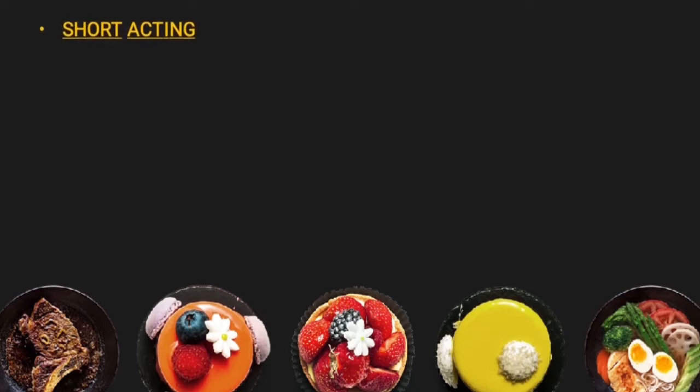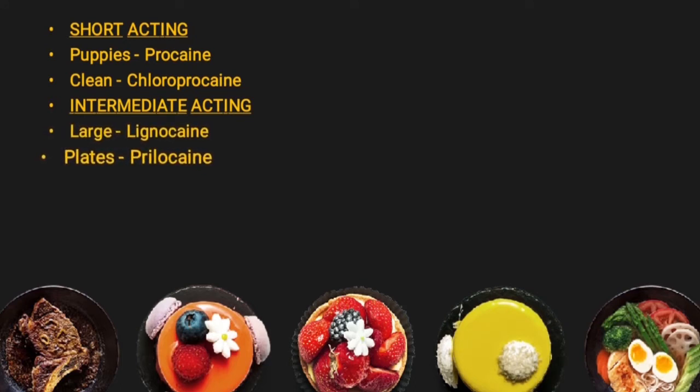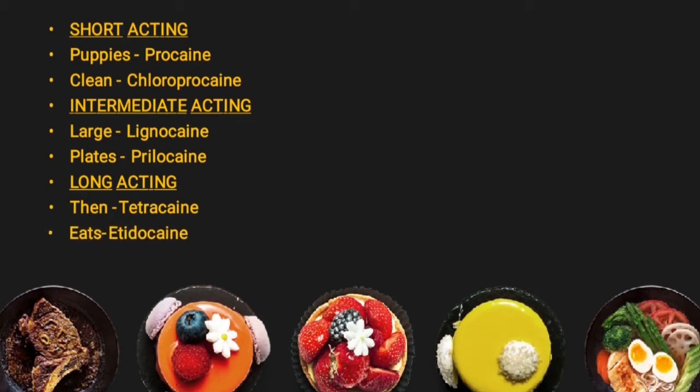Starting with short acting injectable drugs, that is puppies: procaine, clean: chloroprocaine. Intermediate acting: large is lignocaine, plates is prilocaine. After that, long acting: then is tetracaine, eats is etidocaine, baked is bupivacaine, and desserts is tubucaine.